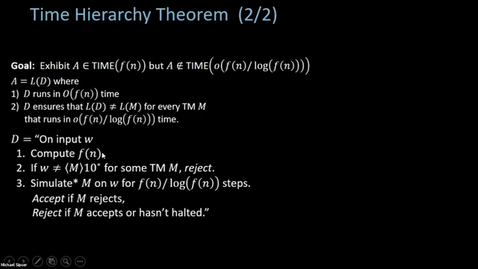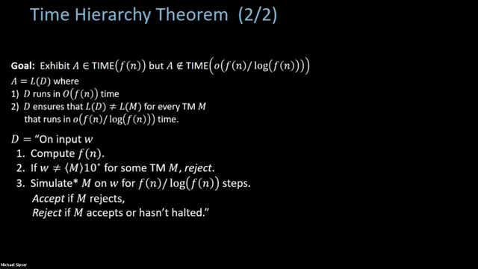Now it computes f of n, but it does something a little different with f of n. Remember, in the space hierarchy theorem, we marked off f of n space. Now this f of n is going to be used for a different purpose. It's going to be a clock, and you have to shut M down if it runs for more than f of n steps, not if it uses more than f of n space. Because we're only interested in M's that use significantly less than f of n time.